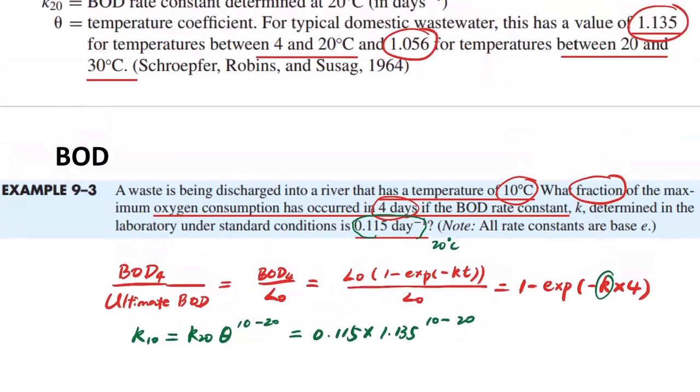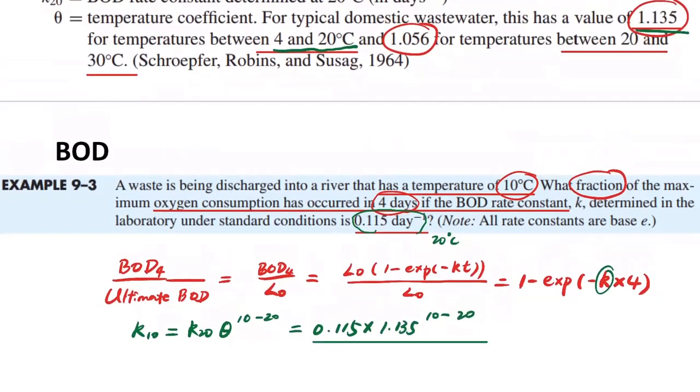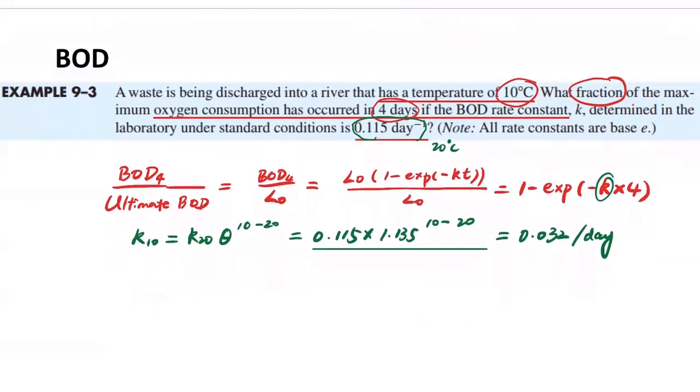So if you see, if the temperature is between 4 and 20, then we should use 1.135, right? So this is how we can plug in these values and then calculate and find out that the rate constant is 0.032 per day. Right, so this is the new rate constant at 10 Celsius. So now since we already have K10, we can just plug it in, and then we can find out that this fraction here is 0.12. Okay.